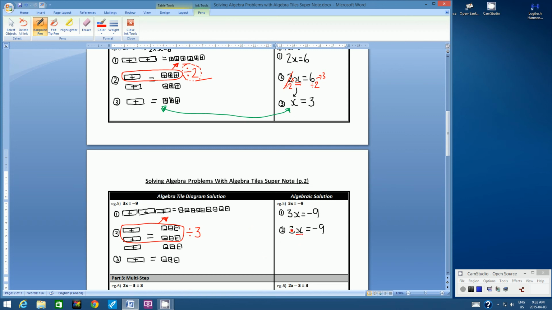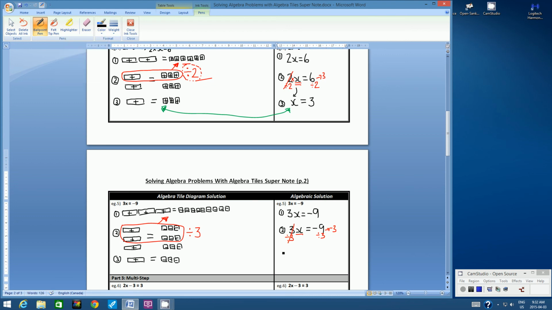So how do we get rid of a times 3? Well, we do the opposite. We divide by 3 on both sides. Very important that you write that on both sides. 3 divided by 3 cancels each other out because it just remains as 1. Negative 9 divided by 3 equals, hopefully you remember your integer rules, negative 3.